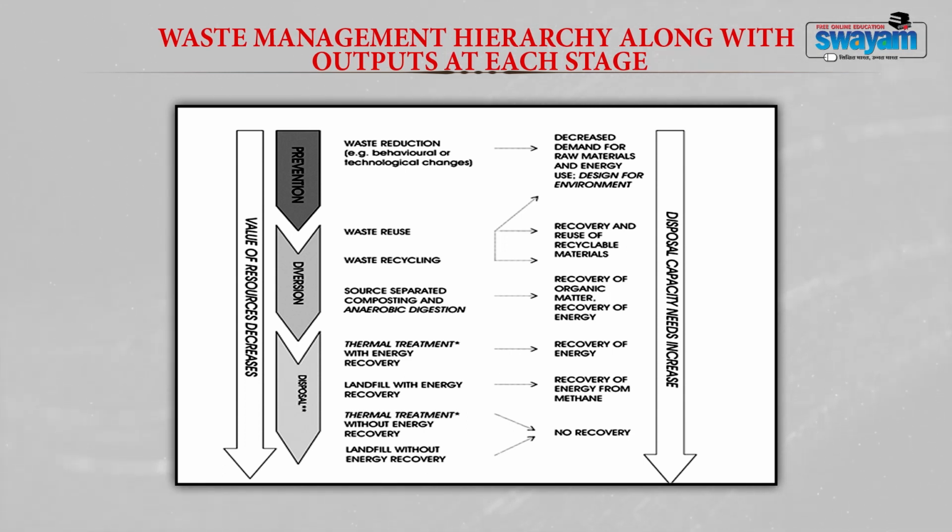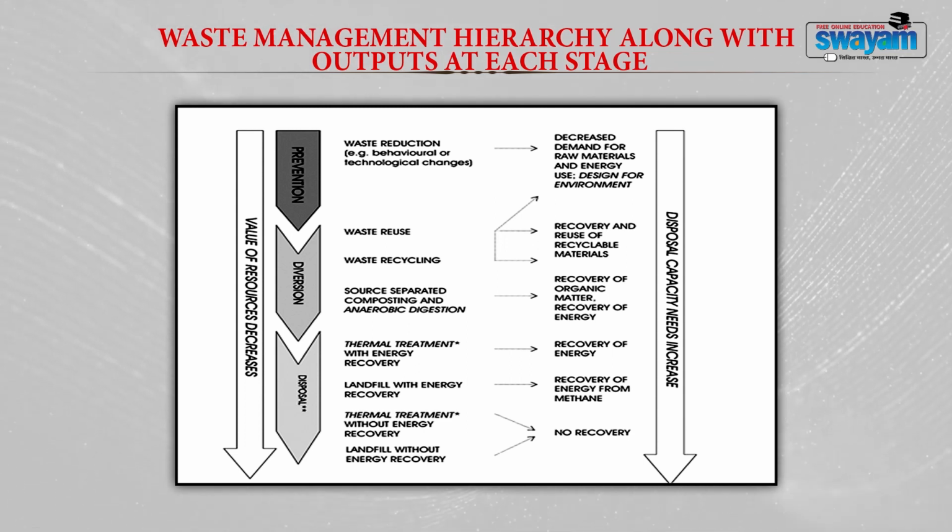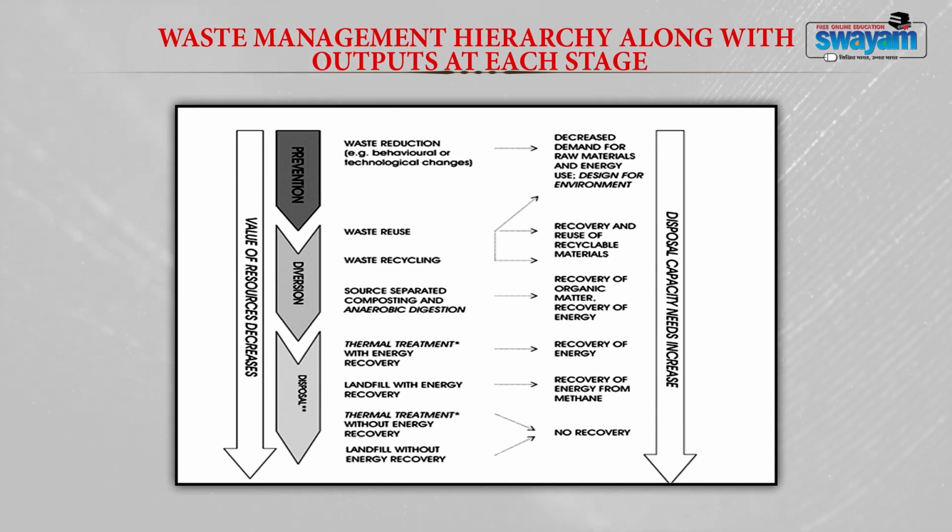In prevention, we have waste reduction. By waste reduction, we can decrease the demand for raw materials, and energy is also saved. Another approach is diversion. There are several steps that can be taken in the diversion of waste, and these steps include waste reuse, waste recycling, source separated composting and anaerobic digestion.